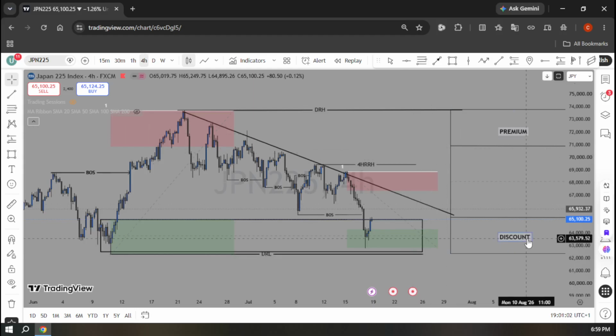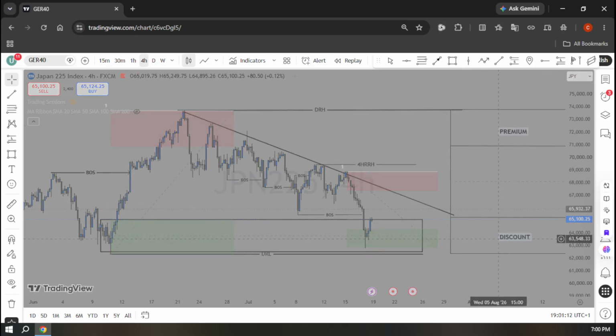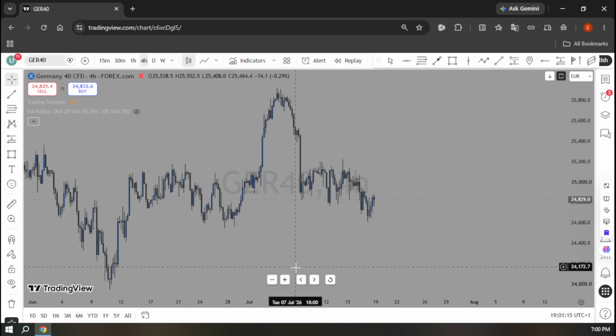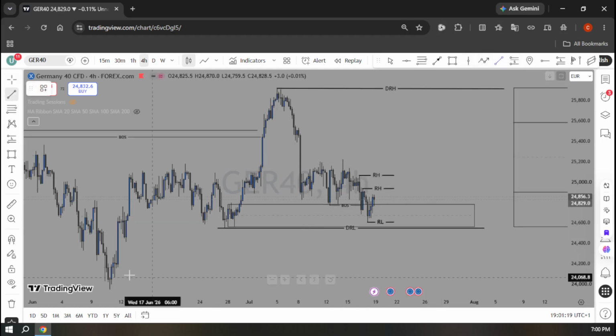So we have our discount and our premium pricing clearly stated. So we know from here we want to be buying this commodity. From here we want to be selling this commodity. So we have Germany 42, and as clearly stated, okay, I have something on it.